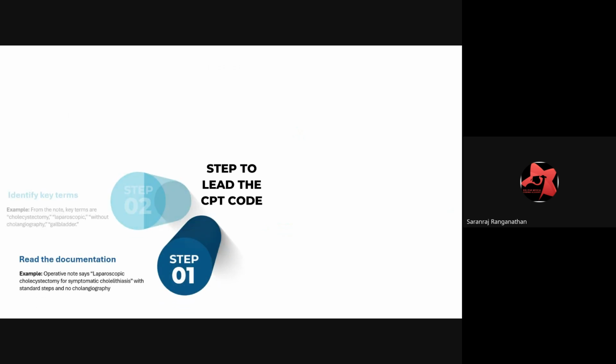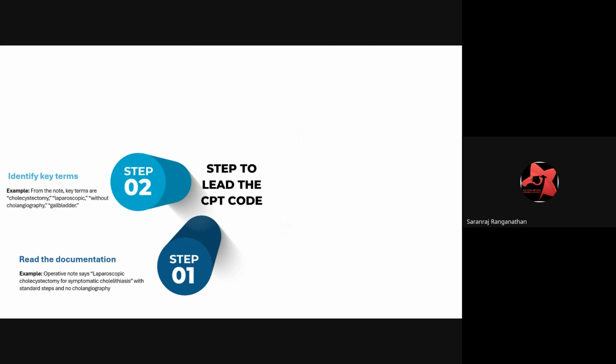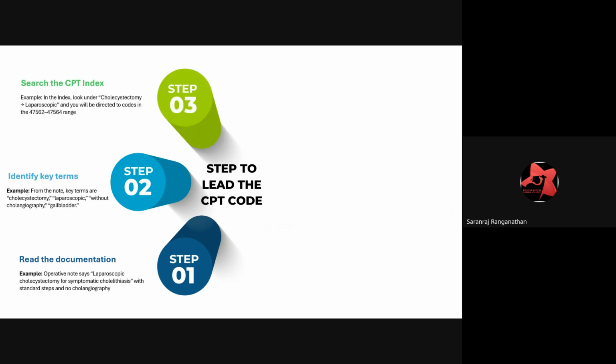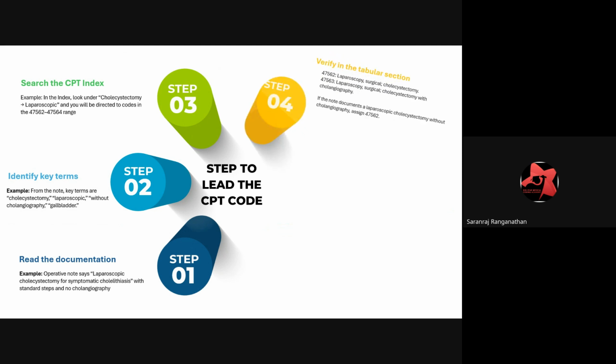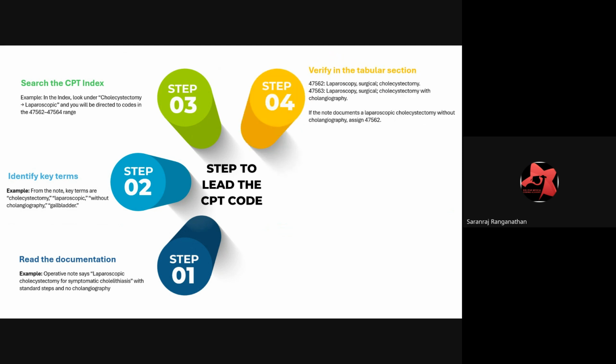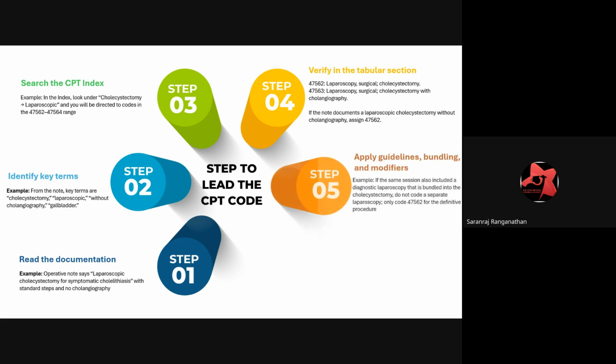I think you already know. So read the documentation and identify the key terms in the book. Then third, I need to go to the index page in the CPT range. From the CPT range, I need to come to the tabular section, so I may have the description of the codes. I should read the description of the code.